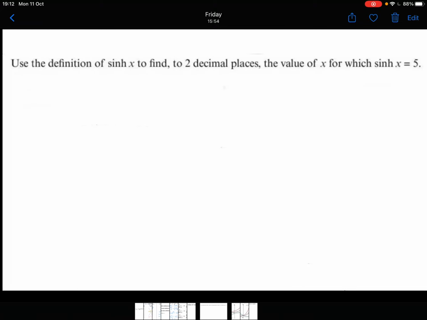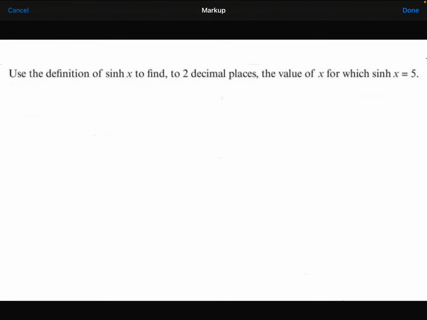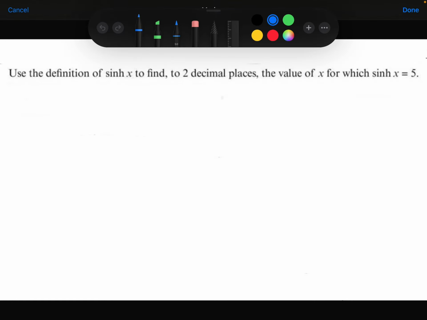Now let's have a look at an example where I'm told what the hyperbolic function equals, and I need to figure out what I'm substituting in. So I'm basically solving the equation here. It says use the definition of sinh to find to 2 decimal places the value of x for which sinh x equals 5.